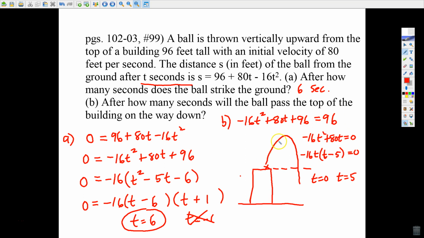Okay, when it reaches its highest point and starts to come back down, according to our answer here, that takes 5 seconds. It's going to take 5 seconds for it to reach its apex and then come back down and pass the top of the building on the way down. So the answer to part B is 5 seconds.